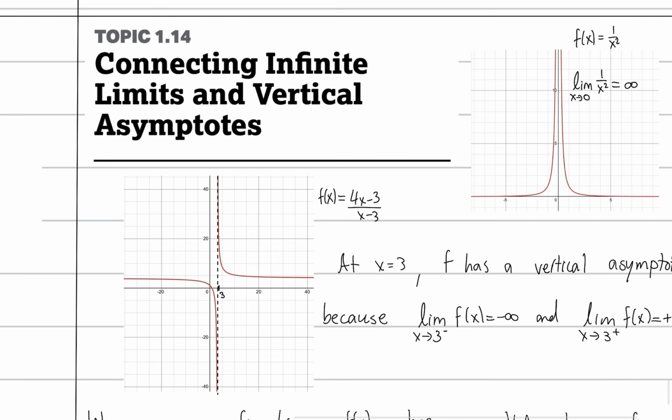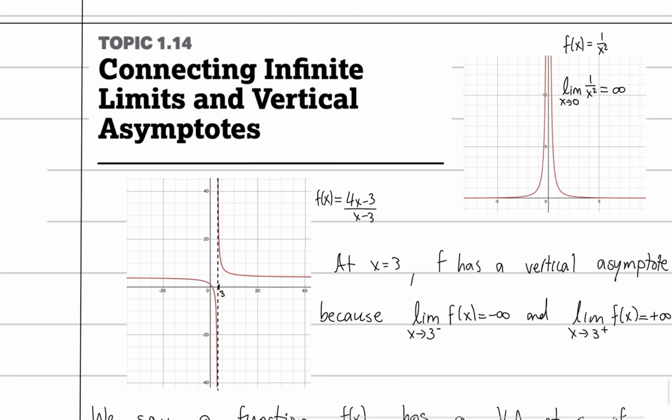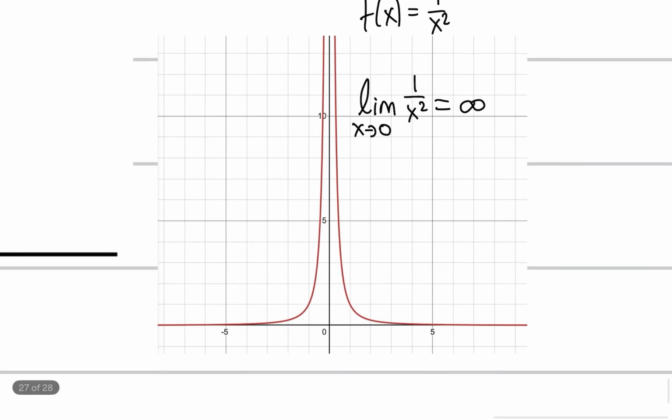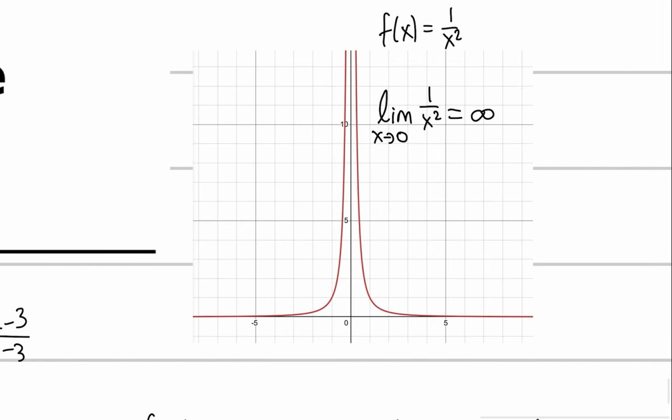Topic 1.14 connects infinite limits and vertical asymptotes. Here is where things can get kind of confusing between textbooks. So first we have 1 over x squared. Now, we talked about being unbounded, meaning that the limit does not exist. However, when you get to, I would say, real analysis, different textbooks have different opinions on this. They say that this unbounded behavior, this idea of going up infinitely, means that the limit is infinity.